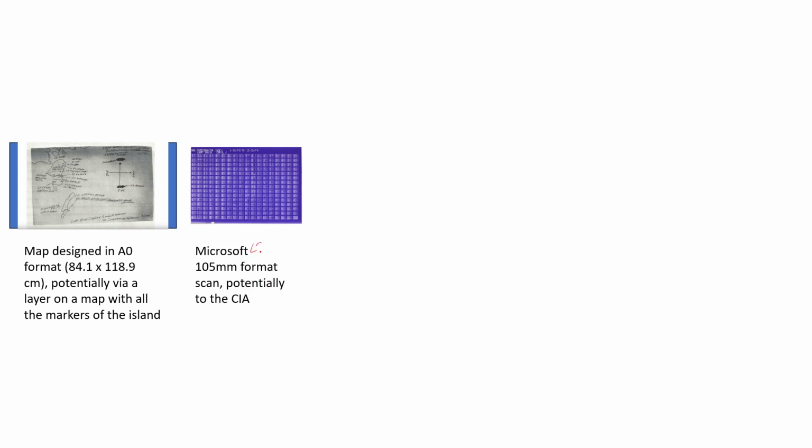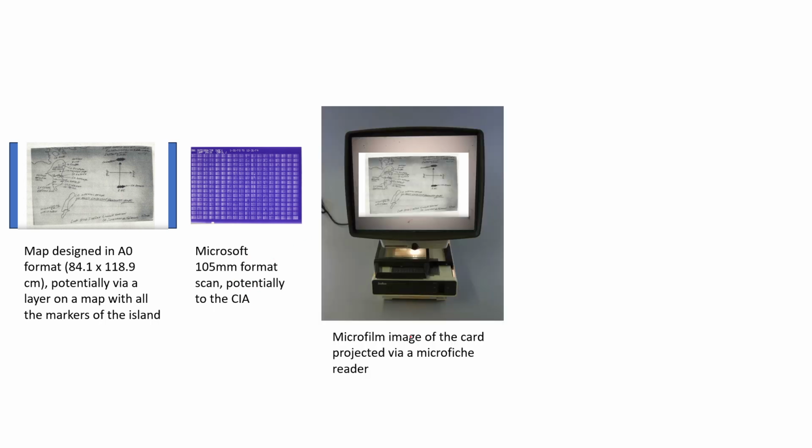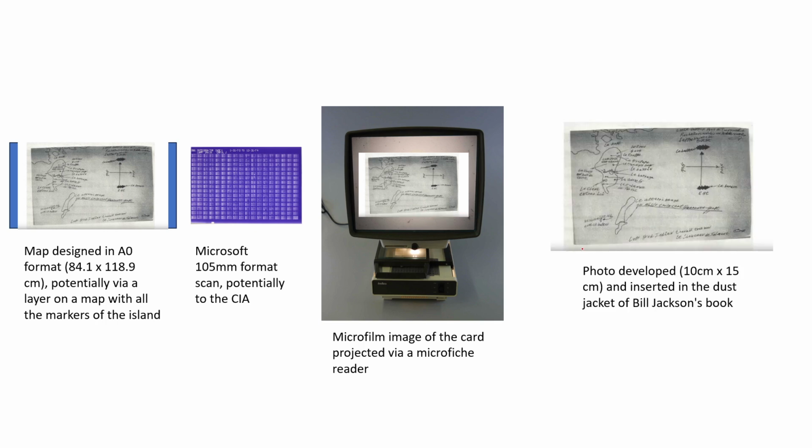Then they made it a 105mm format scan, potentially at the CIA, sorry, poor translation, because the equipment was there, because Bill Jackson had access to this document, probably. Then the microfilm image of that map was projected through a microfiche reader, and a picture was taken. That's what we have at hand. That's the document they found. And finally, that photo processed, probably 3 inches by 4 inches, and inserted in the back jacket or dust jacket of Bill Jackson's book.